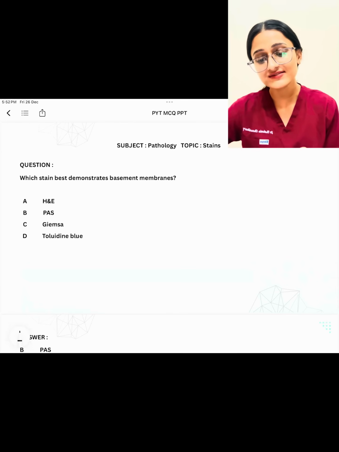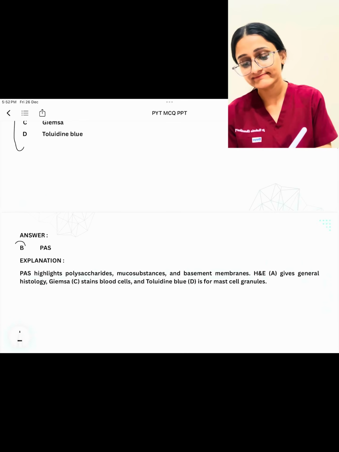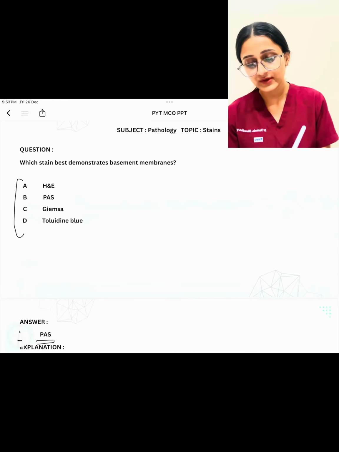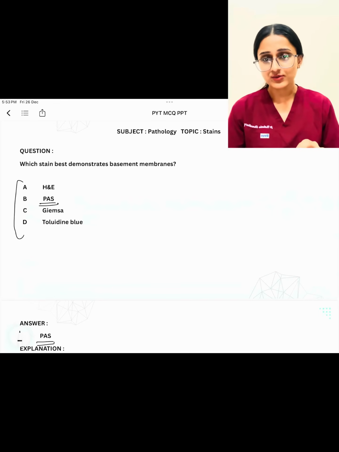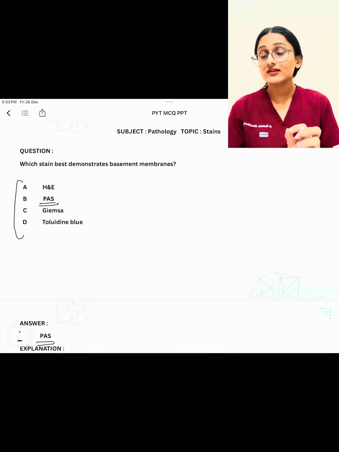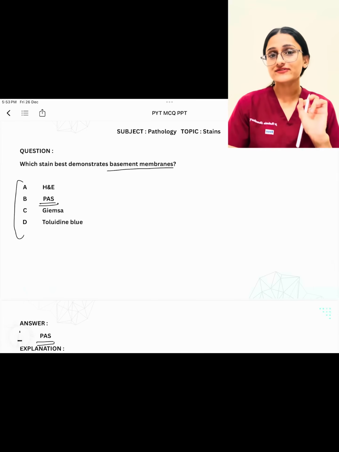Which stain best demonstrates basement membrane? Okay, so here the answer is PAS. We'll see the options also. Why is the answer PAS? PAS means periodic acid Schiff stain.